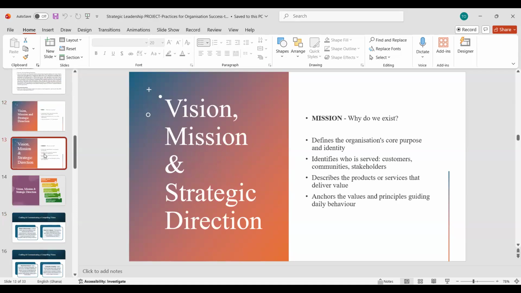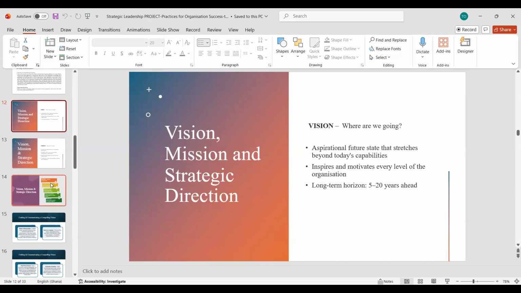We are also interested in why we exist. What is our core purpose? What identifies us as an organization, as an institution? Who are we serving? What kind of products? What kind of services? And this can be put together based on the things that we see as important, that is our values and our principles. So as a strategic leader, you need to come up with your mission. Why do we exist? That's our mission. And then where are we going? That's our vision.